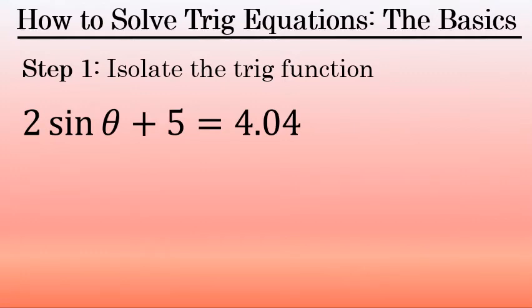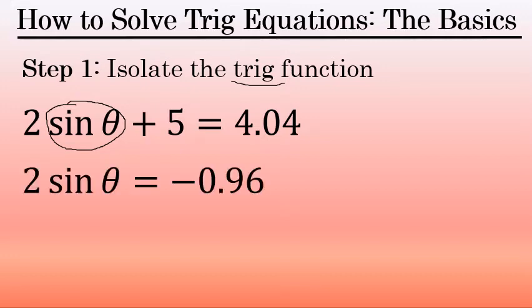Step 1 is to isolate the trig function. In this equation, the trig function is the sine of theta. So we're going to isolate the sine of theta using basic algebra. First, we'll subtract 5 from both sides of the equation, and when you subtract 5 from 4.04, you get negative 0.96. And then there's one more step to isolate the sine of theta, and that would be to divide both sides of the equation by 2.